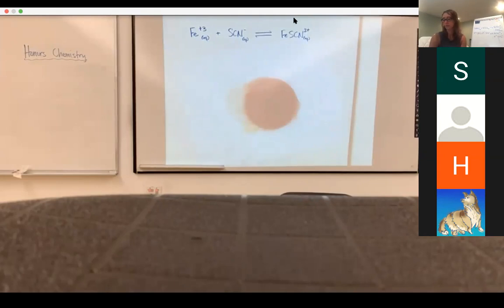All right, next I'm going to add some potassium nitrate. Once again, this is potassium nitrate. Now, potassium and nitrate are spectator ions. So let's see if those spectator ions affect the equilibrium.